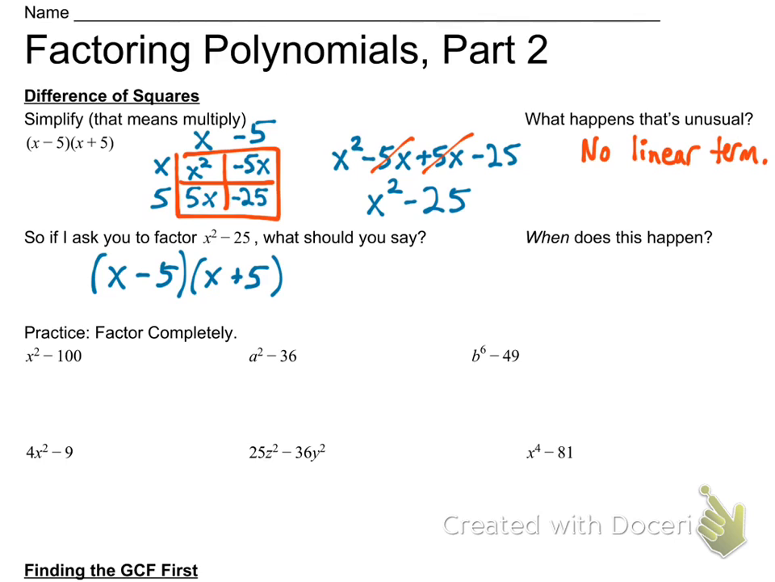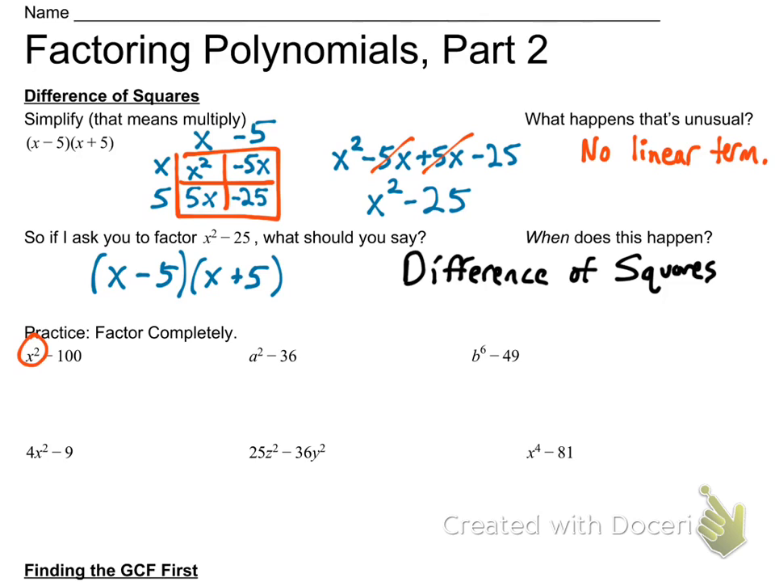So the question is, when does this happen, and how can we use this to our advantage to pick these up easily? And the answer is, this happens when we have a difference of squares. In other words, the first term is squared, see x squared. The second term is squared, 25, and right between is subtraction. When we have subtraction of two different squares, then that means we can factor it using this shortcut method. Let's try this on a practice problem here.